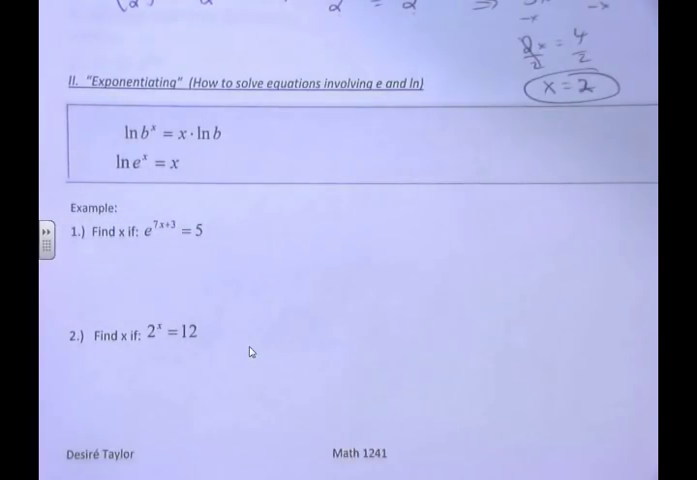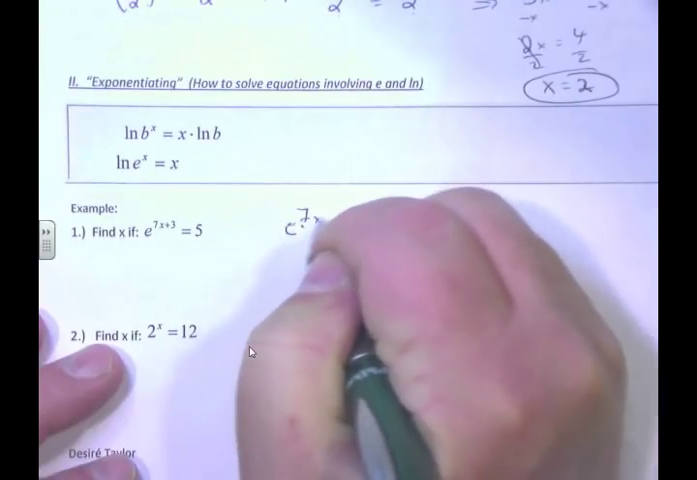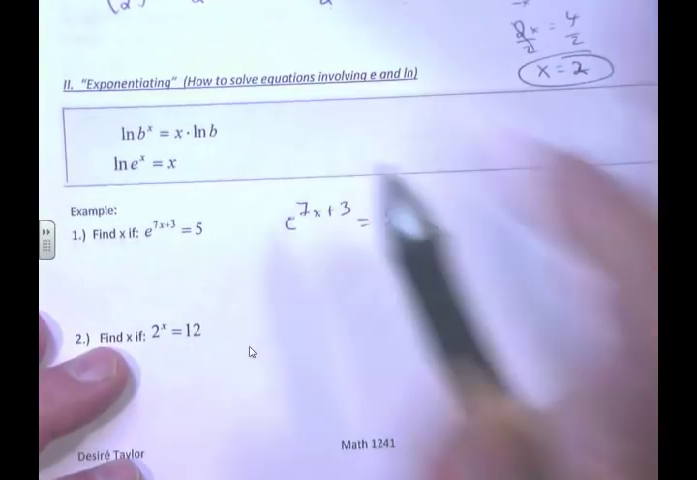In other words, anytime you've got an e in a problem, you want to take the natural log, because natural logs kill off e's and bring down exponents. That's the real property here. So, look at this first problem here. Solve for x. I've got e raised to the 7x plus 3 equals 5.